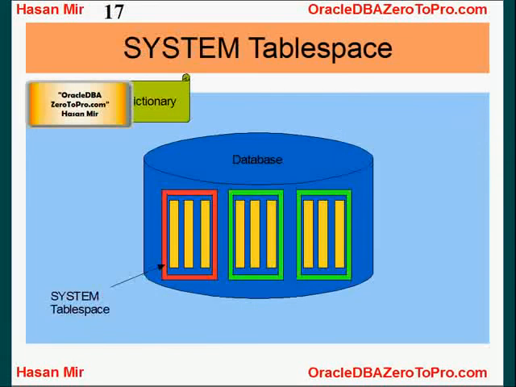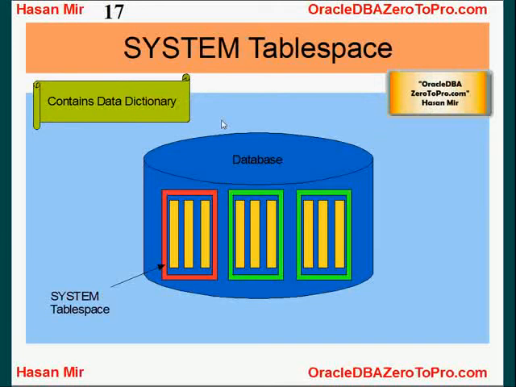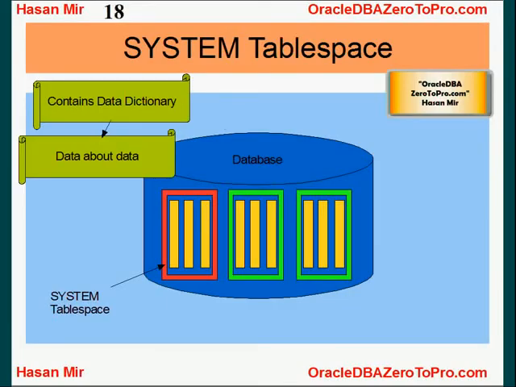Okay, so let's talk about system table space. System table space, first of all, is mandatory. It has to be online all the time. It's mandatory in the system, and it contains something very important: data dictionary. What is data dictionary? It's a metadata. Metadata is data about data.